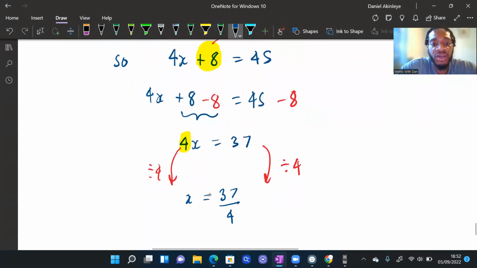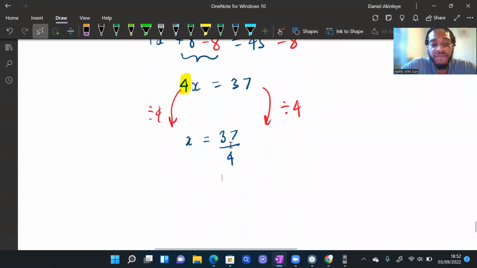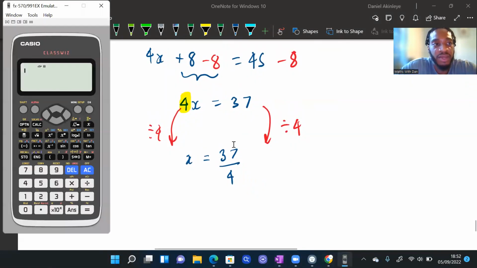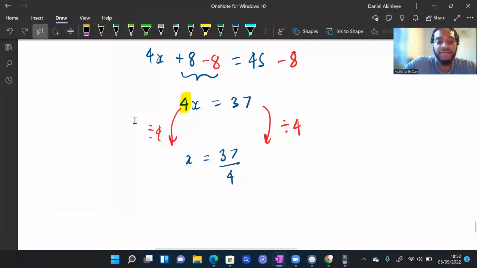To be fair, if this was a non-calculator paper, you'd be able to leave a question like that. From my memory, this is a calculator paper, so I'm just going to put this in the calculator to see what it gives me. 37 divided by 4. What is that? Decimal number, 9.25. So x is equal to 9.25. Or you could have used the bus stop method as well.